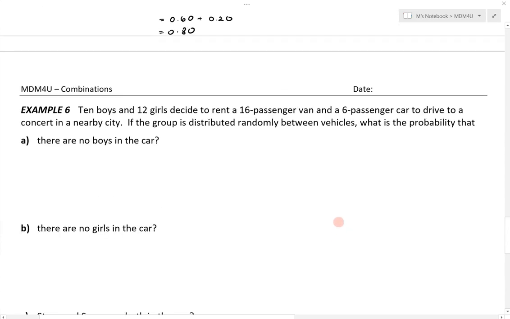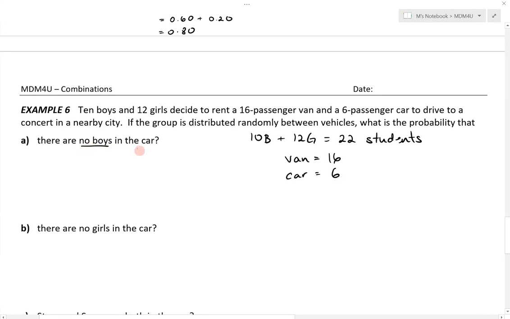Okay, so the probability that there are no boys in the car. Well, let's do a little bit of counting first. So there are 10 boys plus 12 girls for a total of 22 students. The van can hold 16, and the car can hold 6.